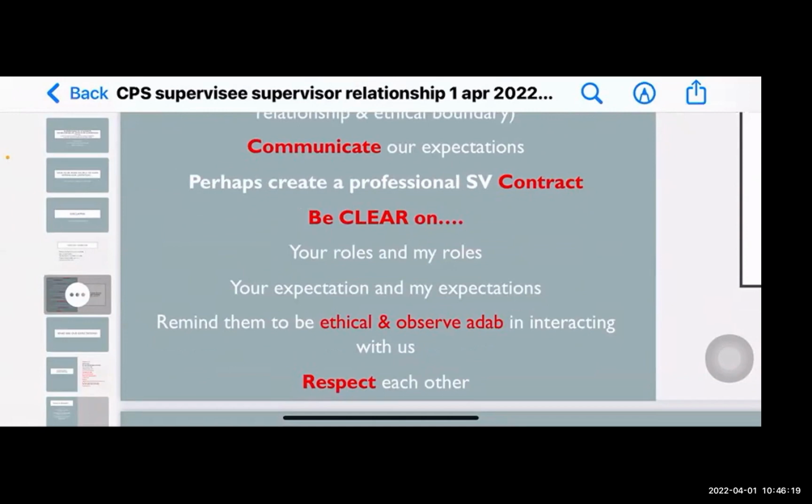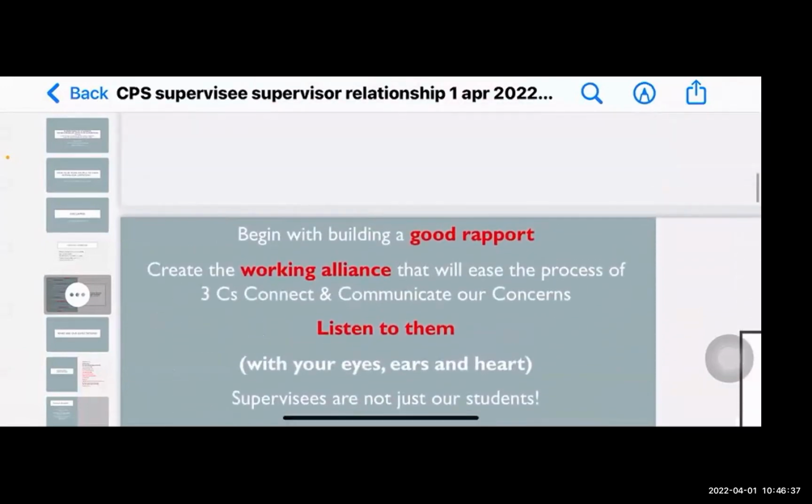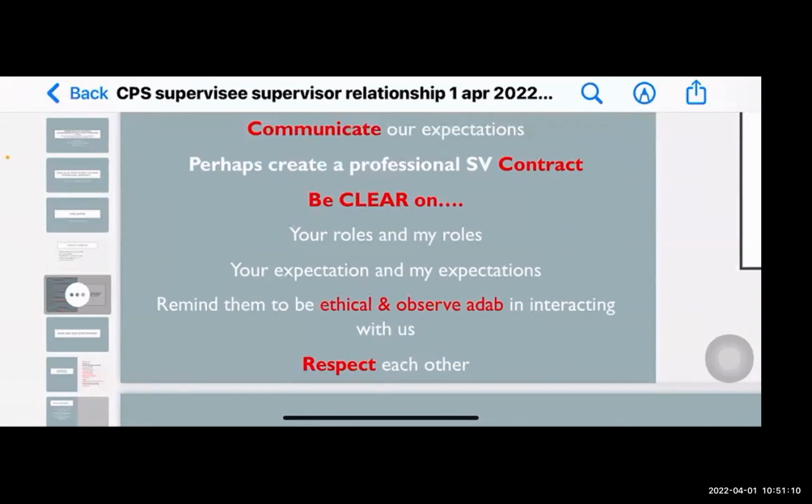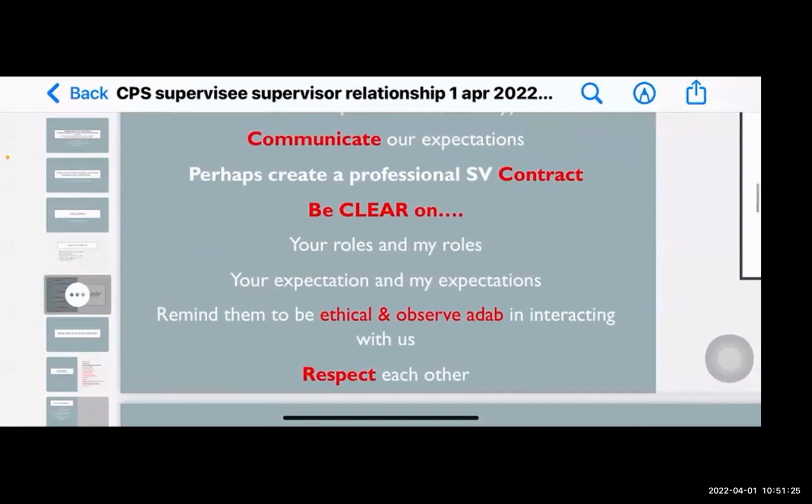Let me go back to being clear on your roles and my roles. I mean, their roles and our roles, their expectations and my expectations. How do you know this? We don't know if we don't ask. They don't know if we don't tell. So our job, when we have this first interaction with them, is to spell out and tell them what we want them to do, what our expectations are. Because there are students who give a document yesterday and want it today, and that's not fair. Roles really need to be spelled out lah. Don't keep it to yourself and hold it in your heart, because in the end we are not happy with them and they are not happy with us. Okay. And I also think that we should remind them to be ethical and observe adab in interacting with us and each other.